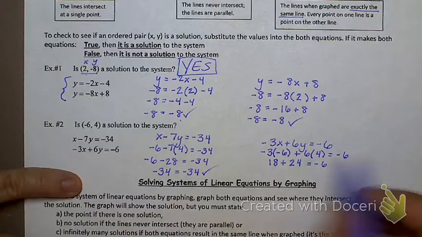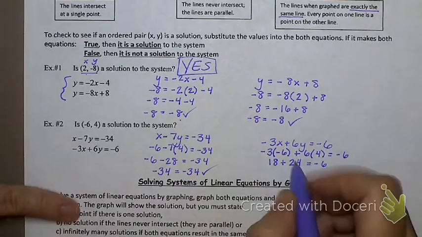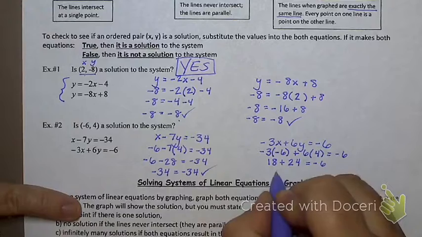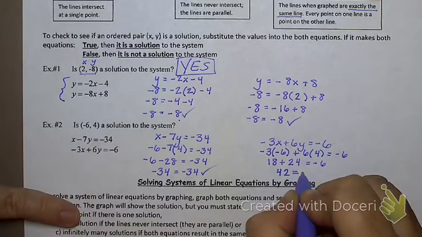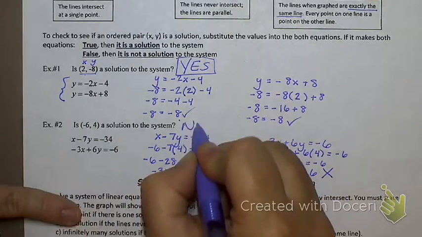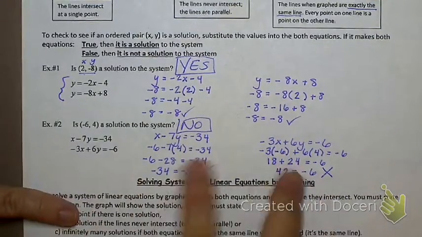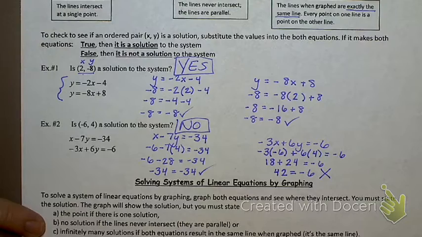I can tell right now that a positive number plus a positive number is not going to give me a negative. What is 18 plus 24? 42 does not equal negative 6. So guess what? Is it a solution? No. Because if either one of those or if both of them turn out to be not true, then it is not a solution. Questions about that type of problem where you're checking to see if something is a solution?